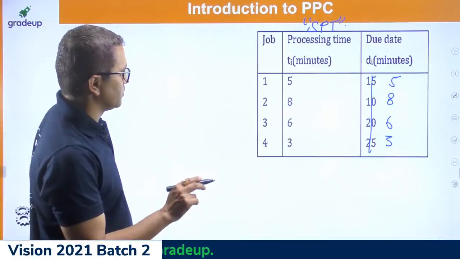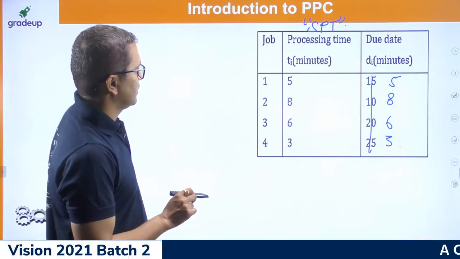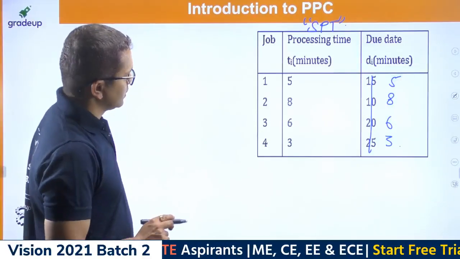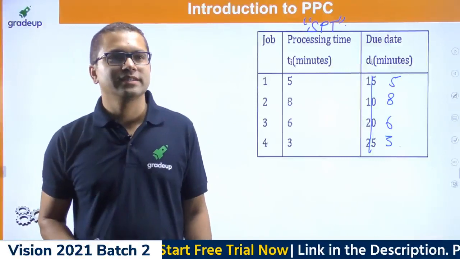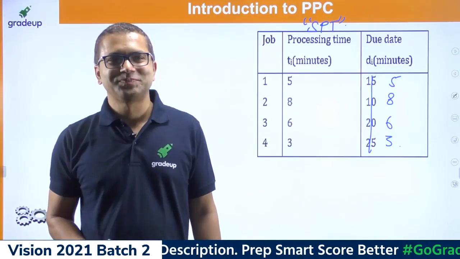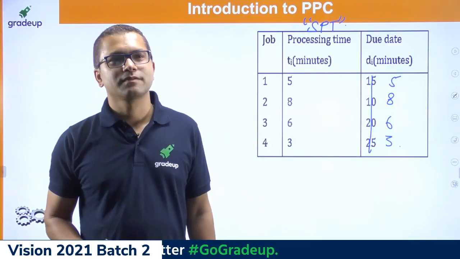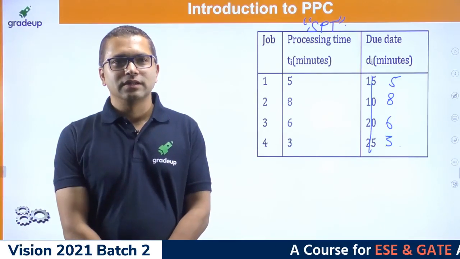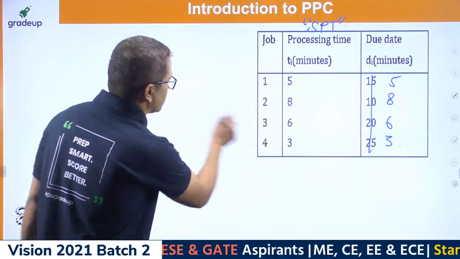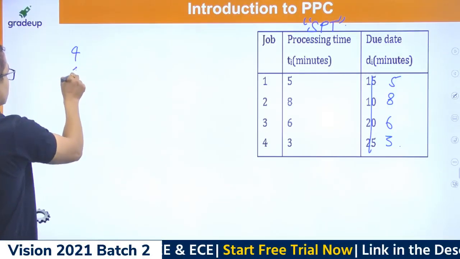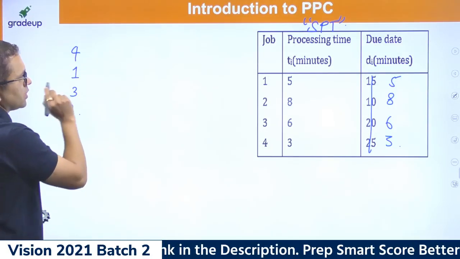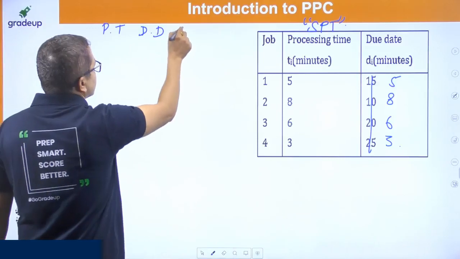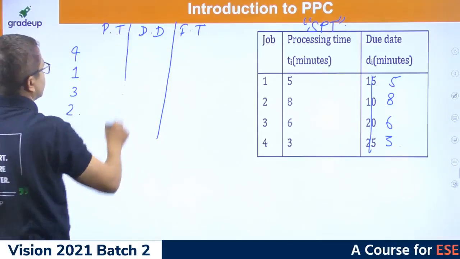Raju says that it's going to be 4. Actually, let me tell you what it should be. 4, 1, 3, 2, right? Yes, so Raju is right. So am I. So I'm going to write 4, 1, 3, 2, and processing time, due date, and this is going to be flow time, right?